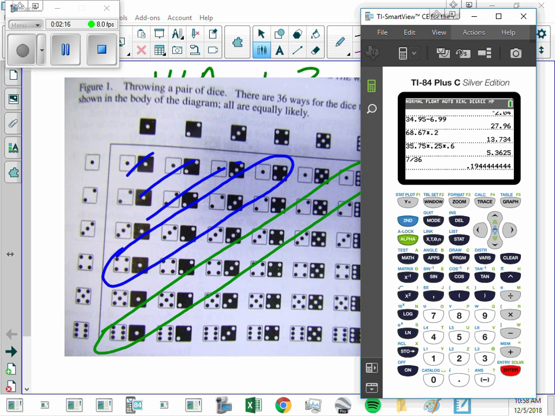So the question asks, what total should appear most often? 7. And what total should appear least often? 2 and 12. So 2 only has one option and 12 only has one option. Now I'm going to go one step further. If we rolled 1,000 times, how many 7s do we expect? How would you find that?